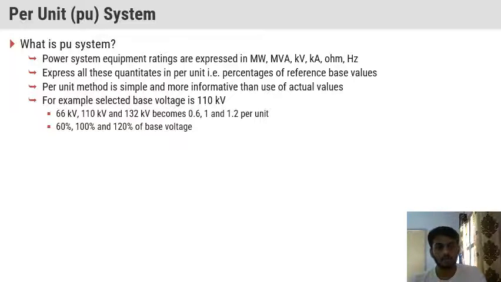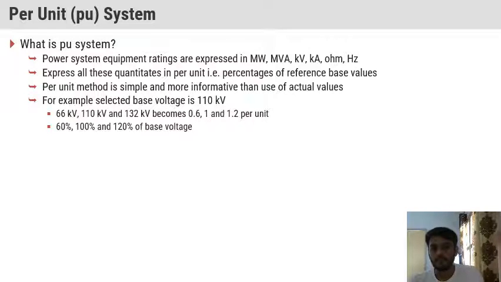For example, if you want to convert some selected voltages into per unit, and we take the base voltage as 110 kV. If we want to convert 66 kV into the per unit system, and we take the base as 110 kV, then what will we get in per unit? In per unit we will get 0.66 per unit.